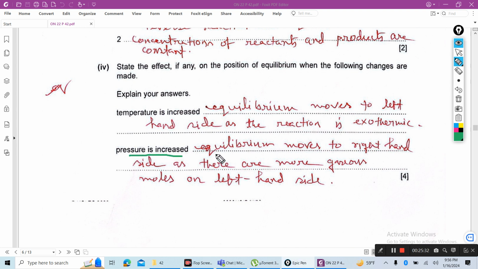Pressure is increased, so equilibrium moves to the right hand side as there are more gaseous moles on left hand side, or you can write there are less gaseous moles on right hand side. More left hand side, less right hand side, because left hand side has 3 moles, 2 moles sulfur dioxide, 1 mole oxygen. Right side has 2 moles sulfur trioxide.